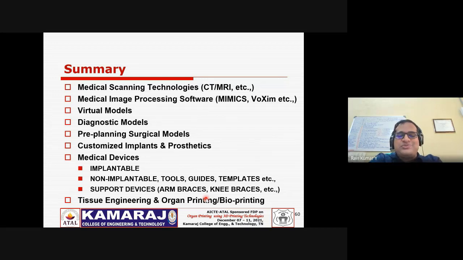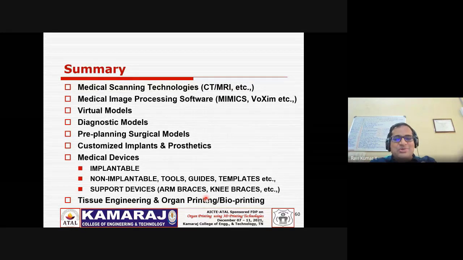I hope maybe other speakers will cover that. I am not an expert in organ printing as such, as I have been working in 3D printing and its medical applications. But definitely, other speakers might have given a lot of insight into organ printing and how 3D printing technology is helpful in the organ printing scenario.